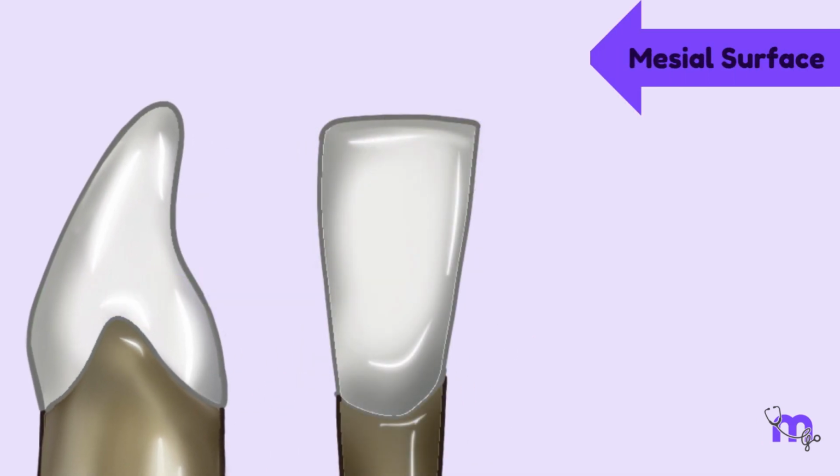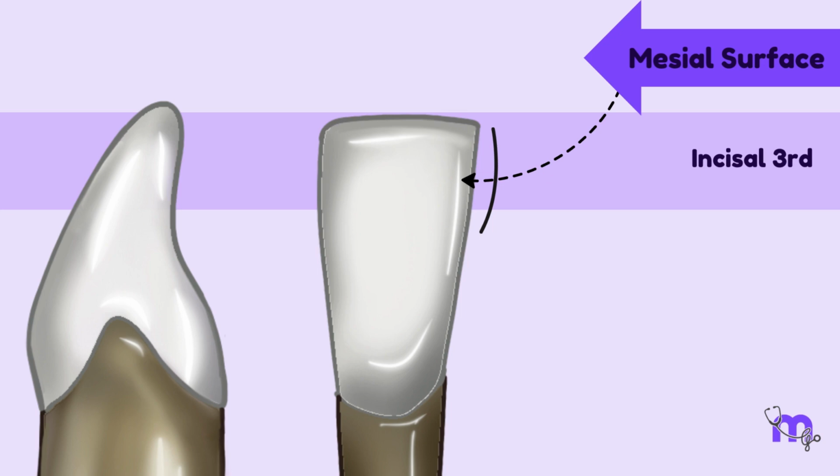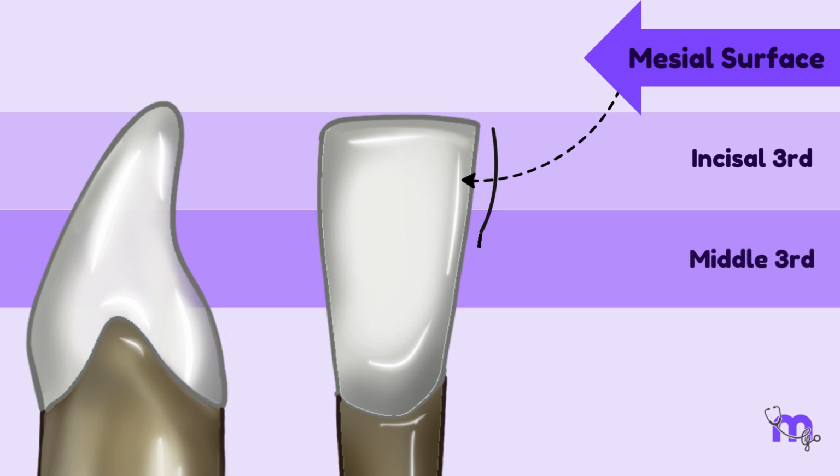What about the mesial surface characteristics? It is smooth and slightly convex at the incisal third, representing the mesial crest of curvature. Then, towards the middle third, it is flat. Note that there is a tendency to form a slight concavity between the middle third and cervical third.